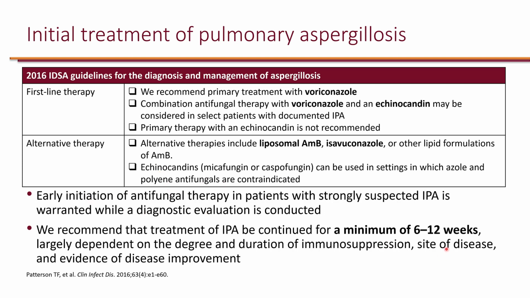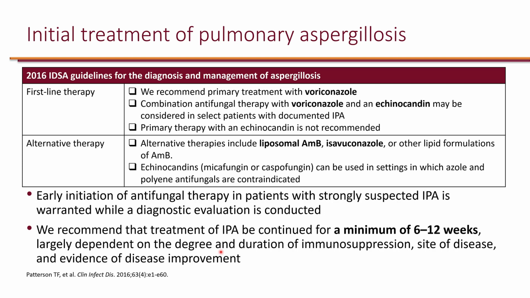Now, early initiation of antifungal therapy is warranted when invasive pulmonary aspergillosis is strongly suspected. Now, duration of therapy is recommended to be a minimum of 6 to 12 weeks. And it largely depends on the degree and duration of immunosuppression, site of disease, and evidence of disease improvement. So the evidence of improvement is essentially, one, galactomannan monitoring.